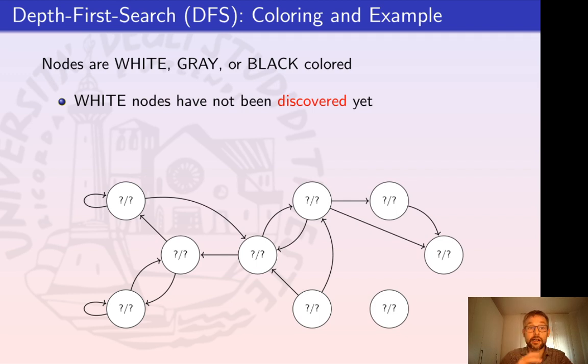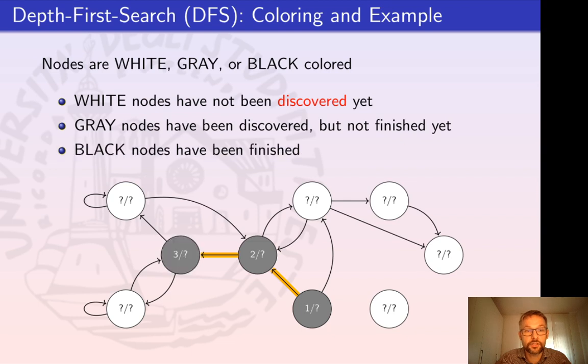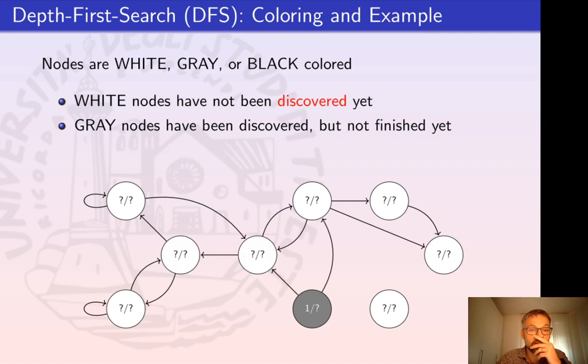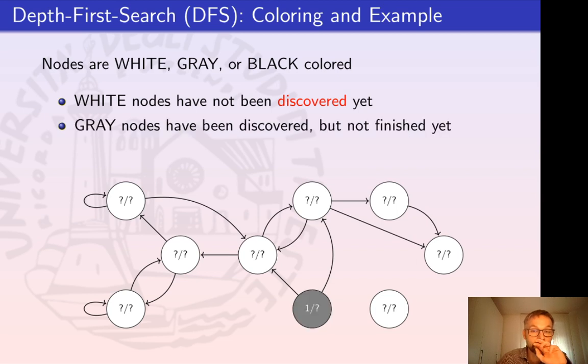So the white nodes are the nodes that have not been discovered yet, as in BFS. The gray node has been discovered but not finished yet, and the black nodes have been finished. Okay. So as I said before, the first step in DFS is to select one of the undiscovered nodes, so one of the white nodes, and in doing it we set the discovery time. So at the beginning of the computation, the discovery time is 1.